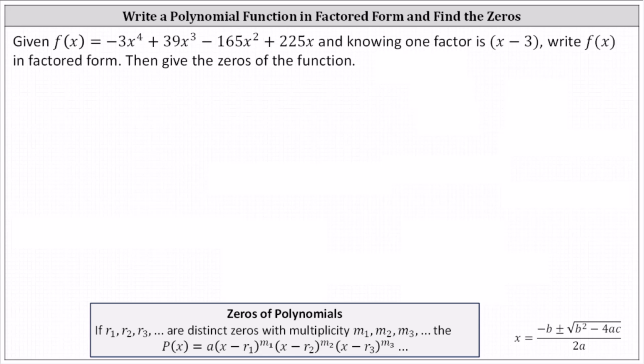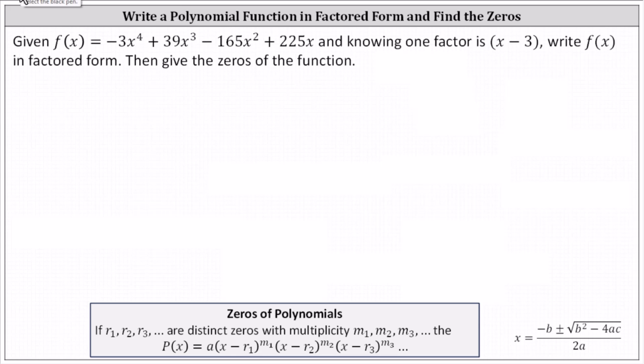Given f of x equals negative 3x to the fourth plus 39x cubed minus 165x squared plus 225x, and knowing one factor is x minus 3, write f of x in factored form and then give the zeros of the function. Looking at the function carefully, notice not only is x minus 3 a factor, but so is x because each term contains at least one factor of x.